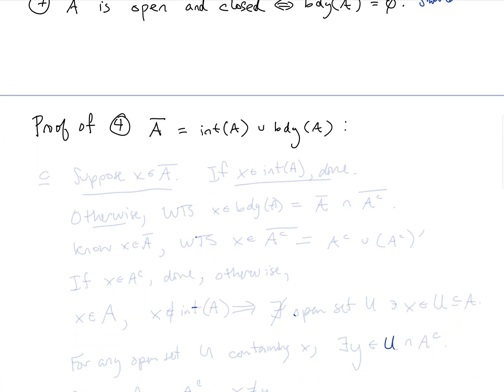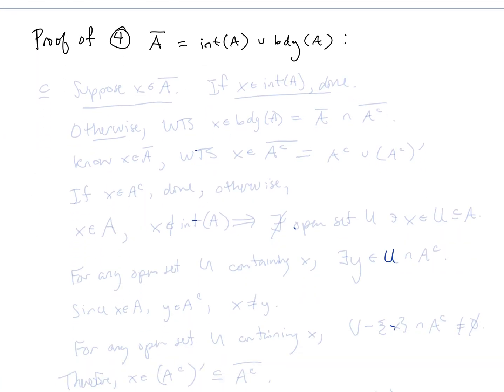So let's now prove part 4, that A closure is equal to the interior of A union with the boundary of A. To show this, we are going to do this as two set inclusions. First of all, let's suppose that a point x is an element of A closure. If x is an element of the interior of A, of course we would be done. It would be in the union of those two things. Otherwise, if it's not the case that x is in the interior of A, we want to show that x is an element of the boundary of A.